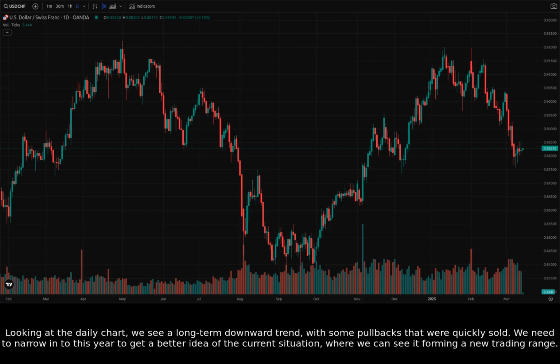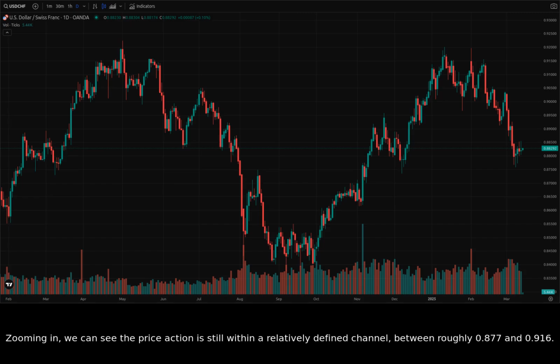Looking at the daily chart, we see a long-term downward trend, with some pullbacks that were quickly sold. We need to narrow into this year to get a better idea of the current situation, where we can see it forming a new trading range. Zooming in, we can see the price action is still within a relatively defined channel, between roughly 0.877 and 0.916.